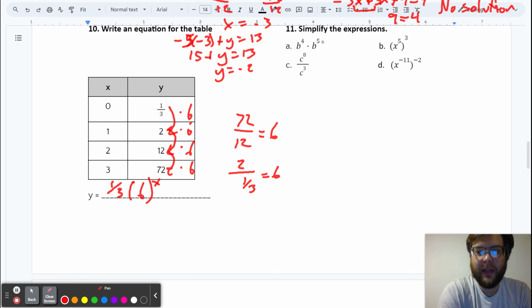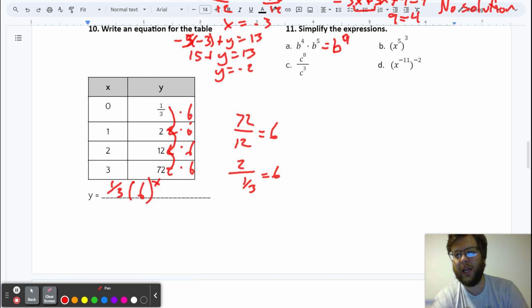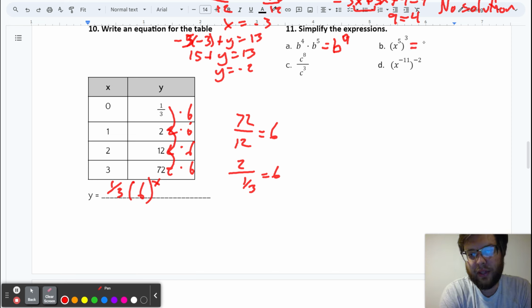When you do number 11, using your exponent rules, b to the 4th times b to the 5th becomes b to the 9th, because b to the 4th, b to the 5th, there's literally 9 of them in a row. X to the 5th raised to the 3rd becomes x to the 15th, because you have 3 groups of x to the 5th. 3 groups of 5 makes 15.